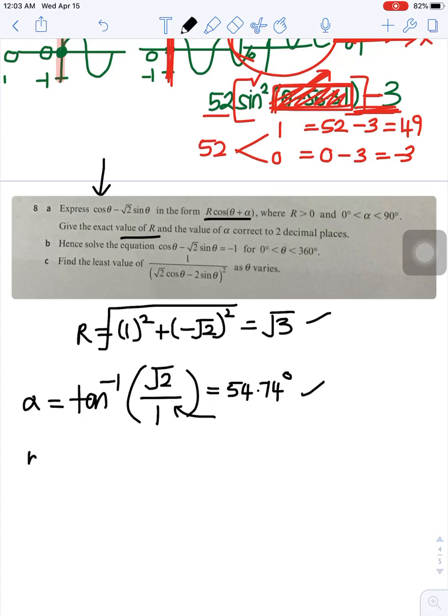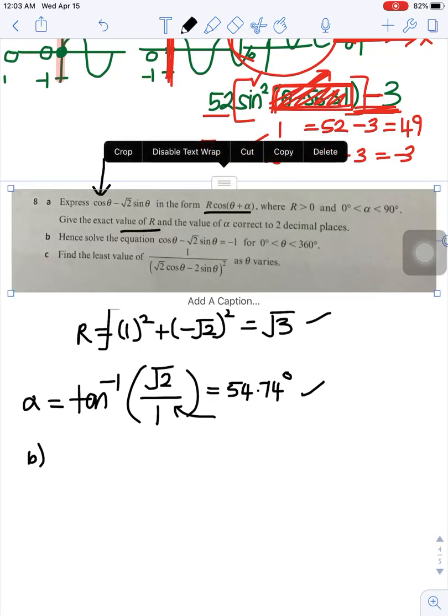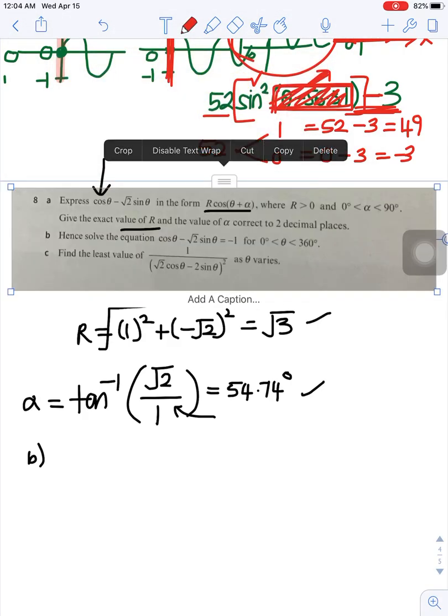Now let's go and solve part B. Hence, the moment I see the word hence, I know there is a connection between the upper part and the lower part. So what is the connection? This, what do we?